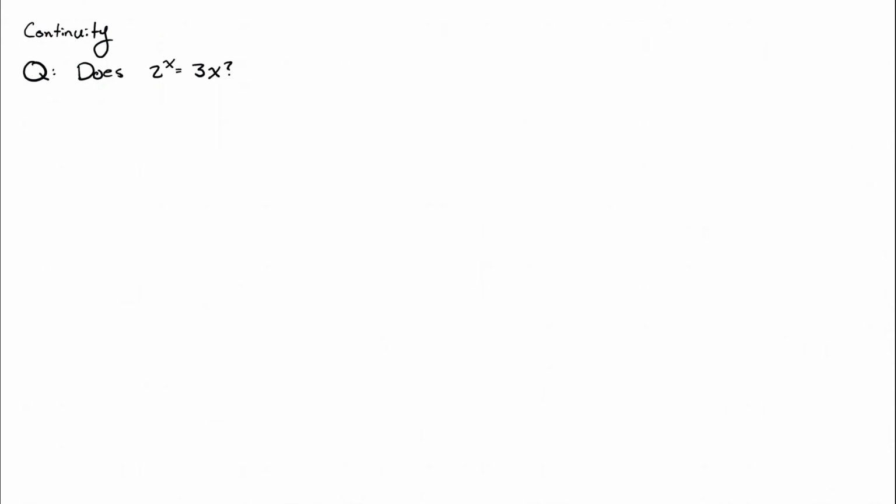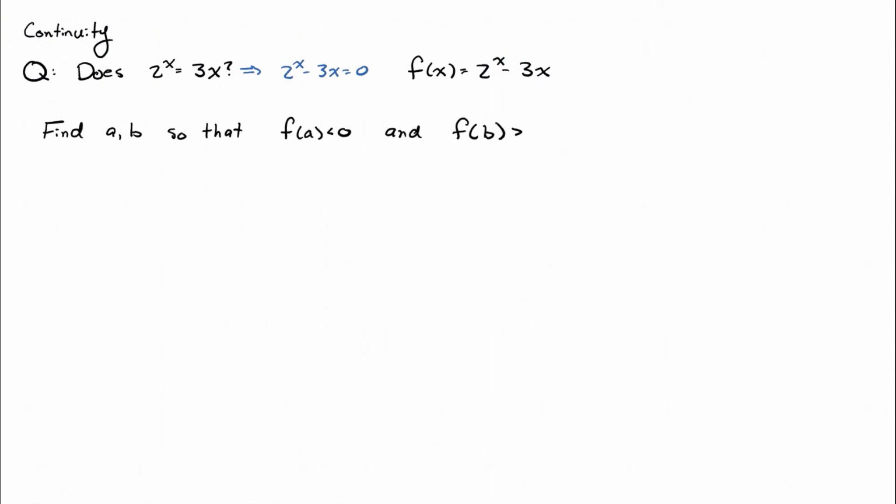You can actually use the intermediate value theorem for this. Get this thing equal to 0 and set f of x equal to it. The idea is that we're going to find an a and b so that either f of a is less than 0 and f of b is greater than 0, or vice versa, f of a is bigger than 0 and f of b is less than 0. If we can do this, then between a and b, f of x will equal 0 somewhere.